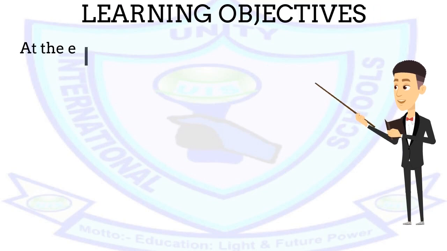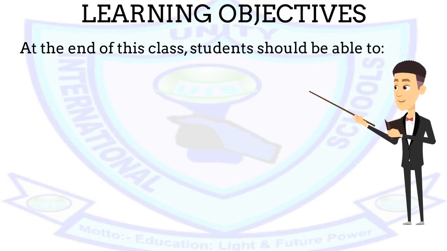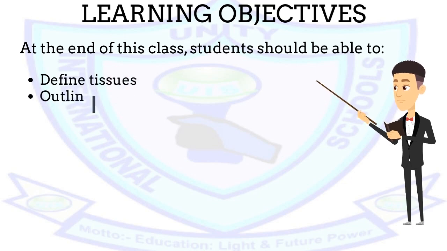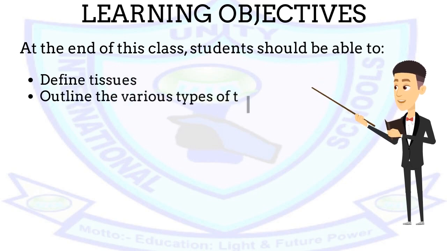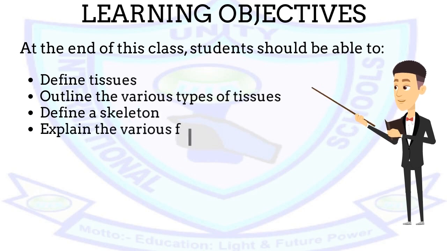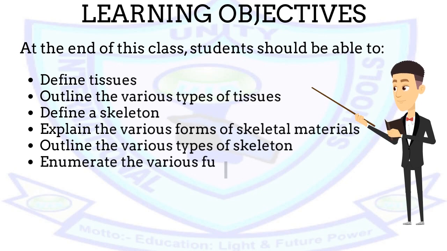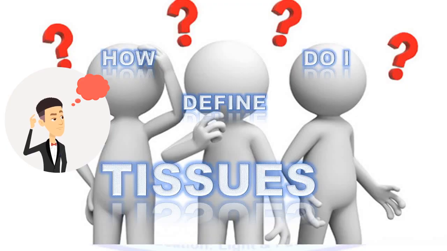At the end of this class, students should be able to 1. Define tissues. 2. Outline the various types of tissues. 3. Define a skeleton. 4. Explain the various forms of skeletal materials. 5. Outline the various types of skeleton. And 6. Enumerate the various functions of skeleton.